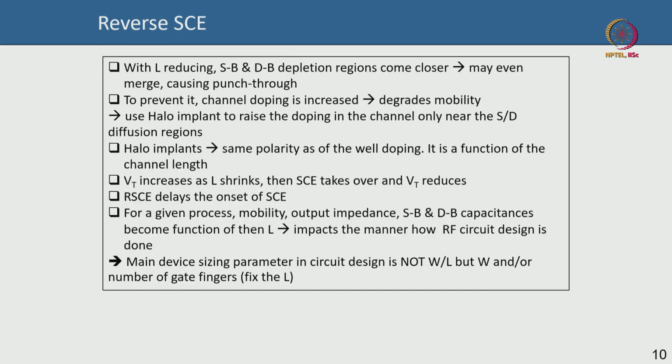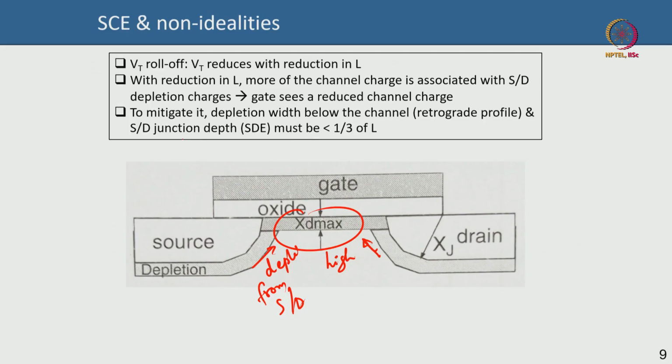However, if you increase the doping, your mobility will degrade, because mobility of electrons will depend on the doping density. Beyond a certain point, the doping density will rapidly kill the mobility. So that is why people use a halo implant. What is a halo implant? A halo implant is a doping profile such that the doping is higher near the source and drain diffusion region only. So near this region the doping is high.